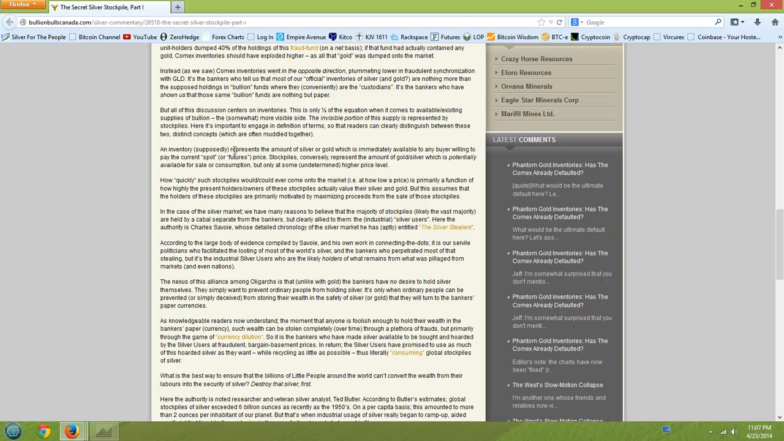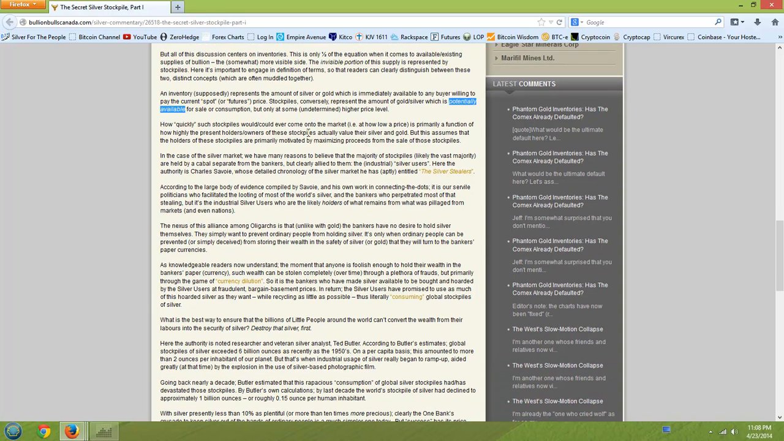An inventory, supposedly, represents the amount of silver or gold which is immediately available to any buyer willing to pay the current spot or futures price. Stockpiles, conversely, represent the amount of gold and silver which is potentially available for sale or consumption, but only at some undetermined higher price level. How quickly such stockpiles could ever come onto the market, i.e. at how low a price, is primarily a function of how highly the present owners, the holders of these stockpiles, actually value their silver and gold.